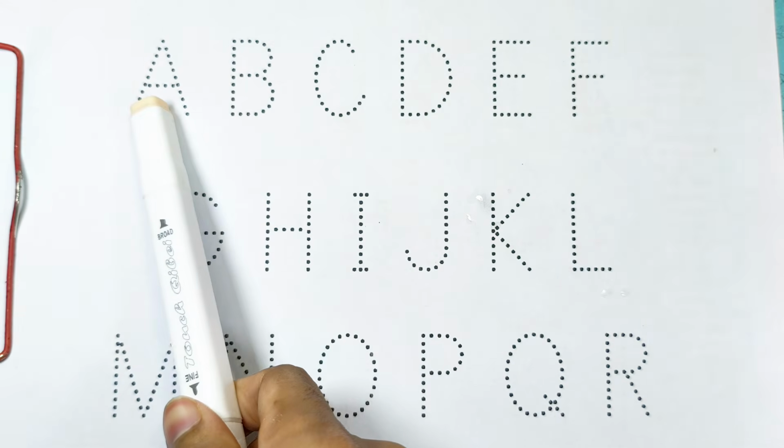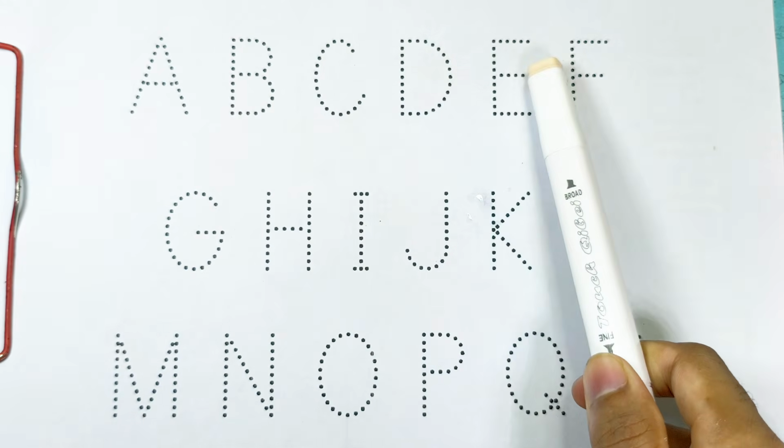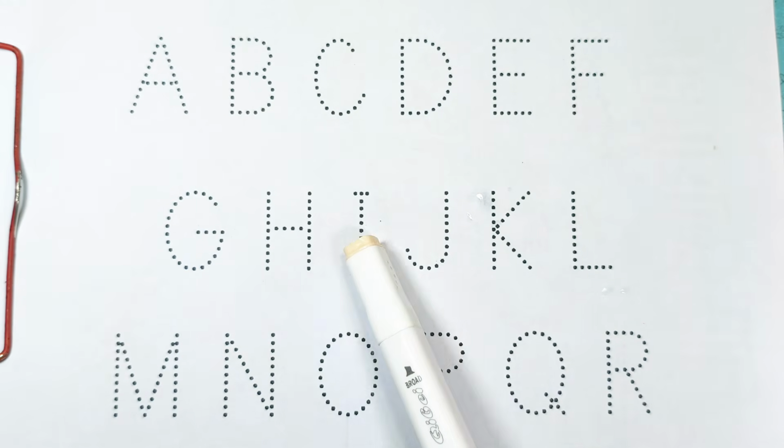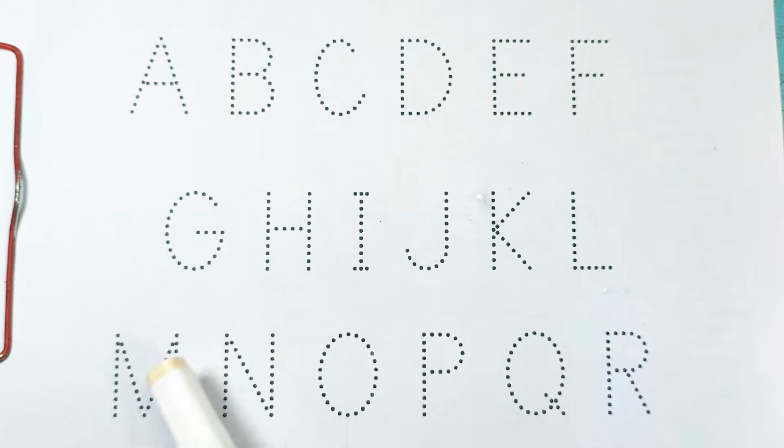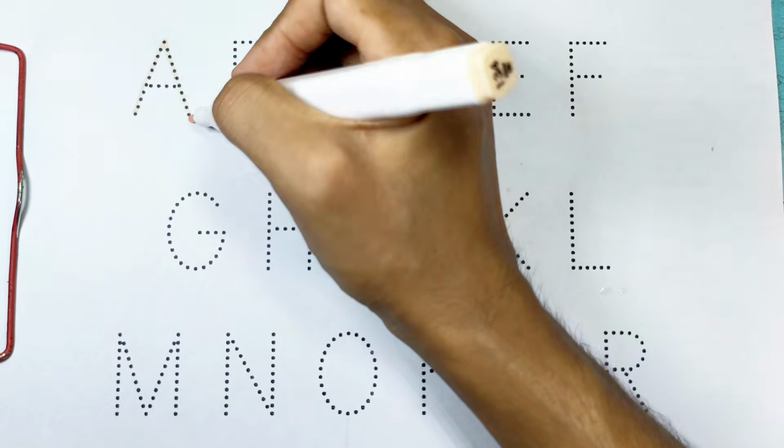Today we're writing capital letter alphabets A to R. A, B, C, D, E, F, G, H, I, J, K, L, M, N, O, P, Q, and the last one is R. Raw silk color. First we're writing the alphabet of A.